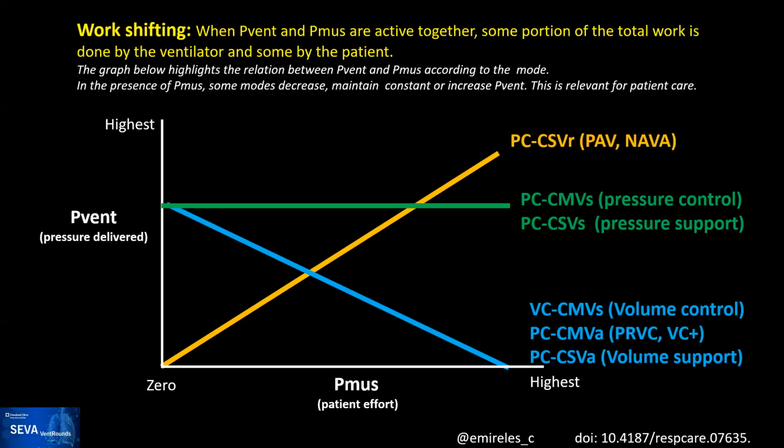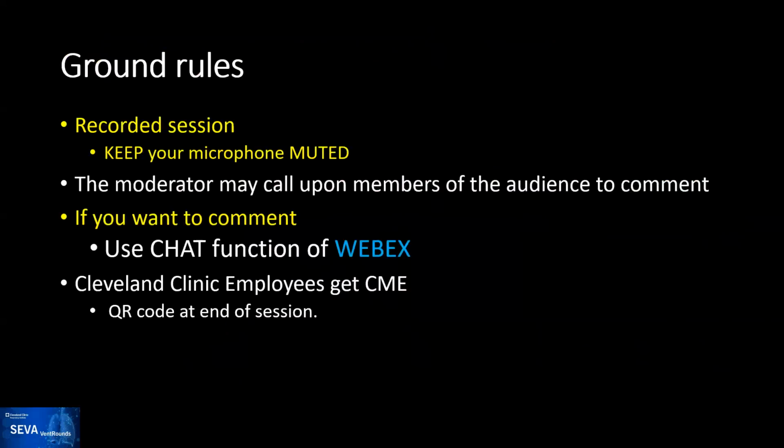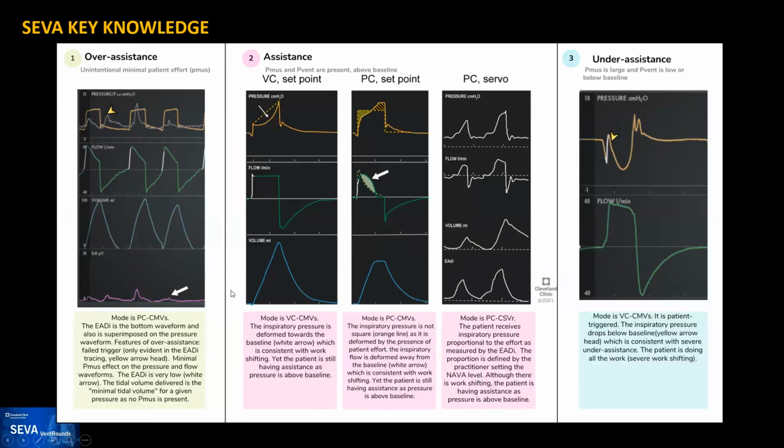One of the challenges when you talk about work shifting is, is it good or is it bad? How much is good? How much is bad? An area that we have been working on a little bit more is how do we marry the term work shifting with the word assistance. Work shifting is describing when Pmus and Pvent are present.